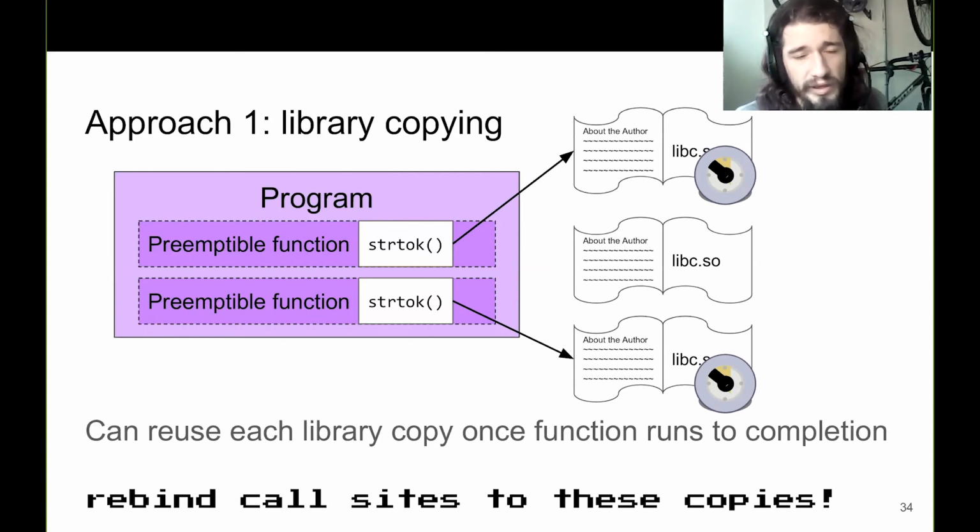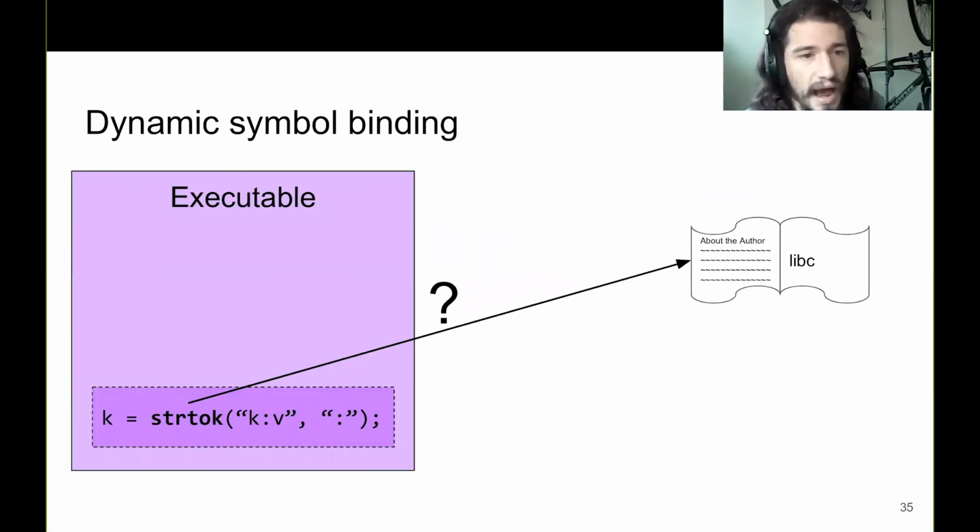Now, if this looks a little bit expensive, you're right about that. But the good news is that we can reuse each copy as long as its preemptible function runs to completion and therefore doesn't leave it in an undefined state. In order to understand how we implement library copying, it's important that we first understand dynamic linking.